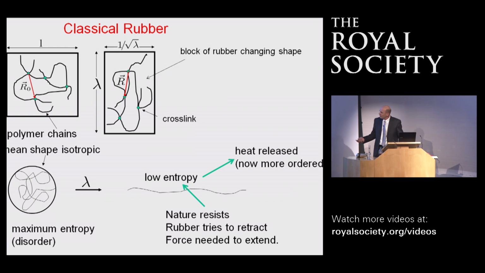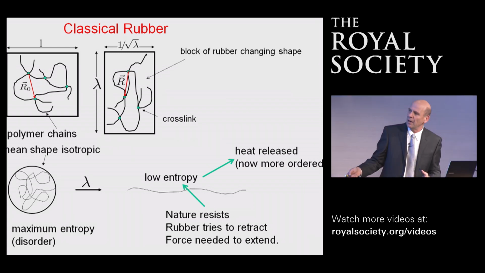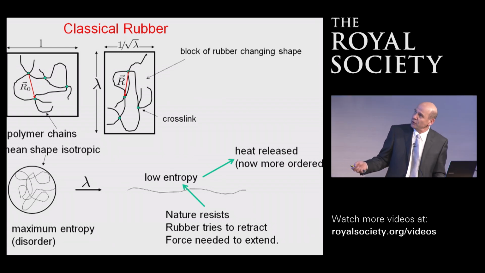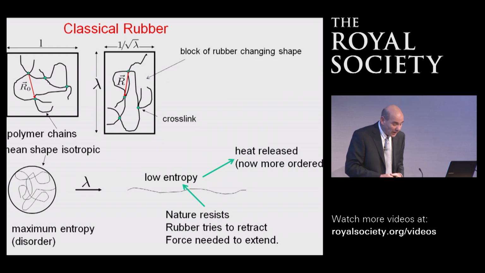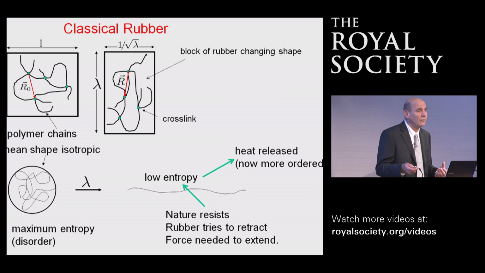If we look at the shape of these molecules, on average they're isotropic, they're spherical. That's the maximum disorder that a system like this can adopt. We say that it's got maximum entropy, a measure of the disorder. And so it's rapidly moving around but on average, its shape is spherical. And if we stretch the rubber out, the molecules then elongate, and the elongated molecules are in a low state of disorder.